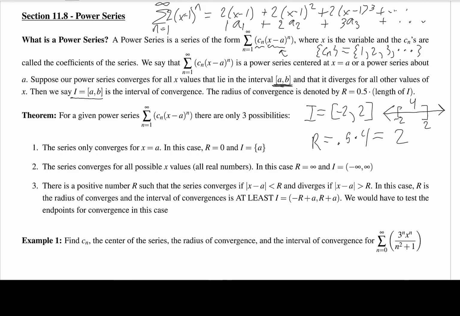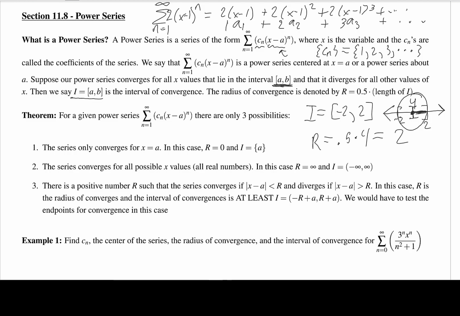And so our radius is basically we take the center, and then we see how far it is from the center to one of these endpoints. And we can see that going to either endpoint, it's going to have the same distance. That's why we call it a radius. You can think about it as if I drew a circle right here. Then the radius is just the radius of this circle. So again, I is going to be our interval where our power series converges, and then R, our radius of convergence, is going to be half the length of that interval.